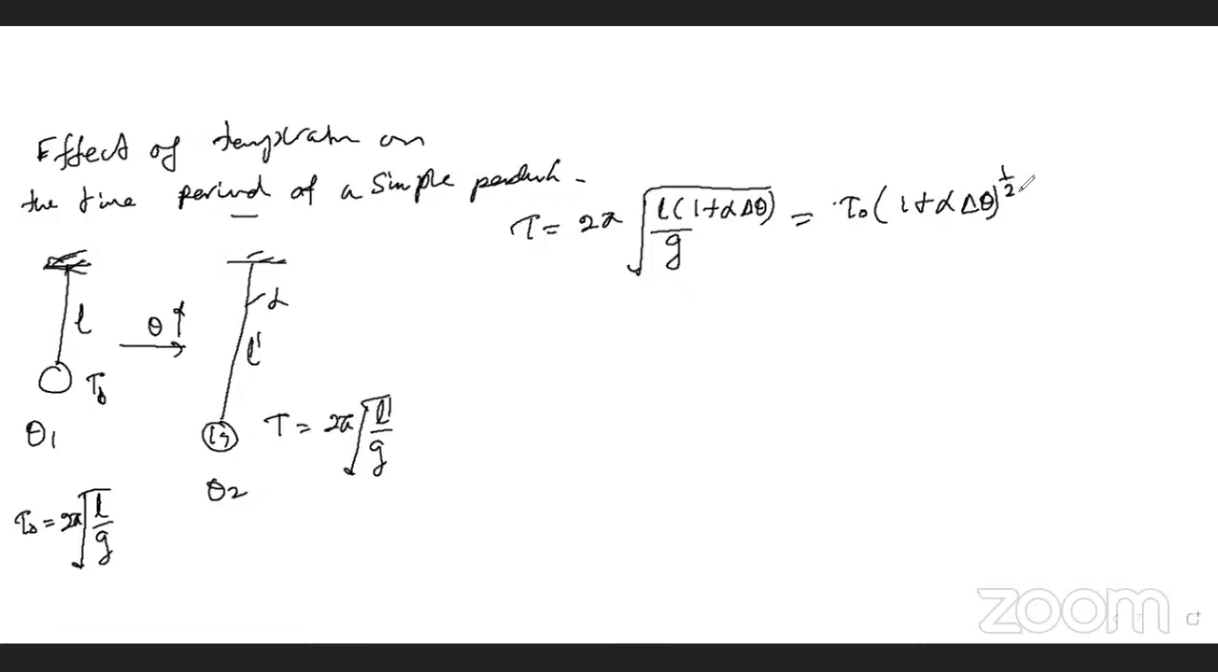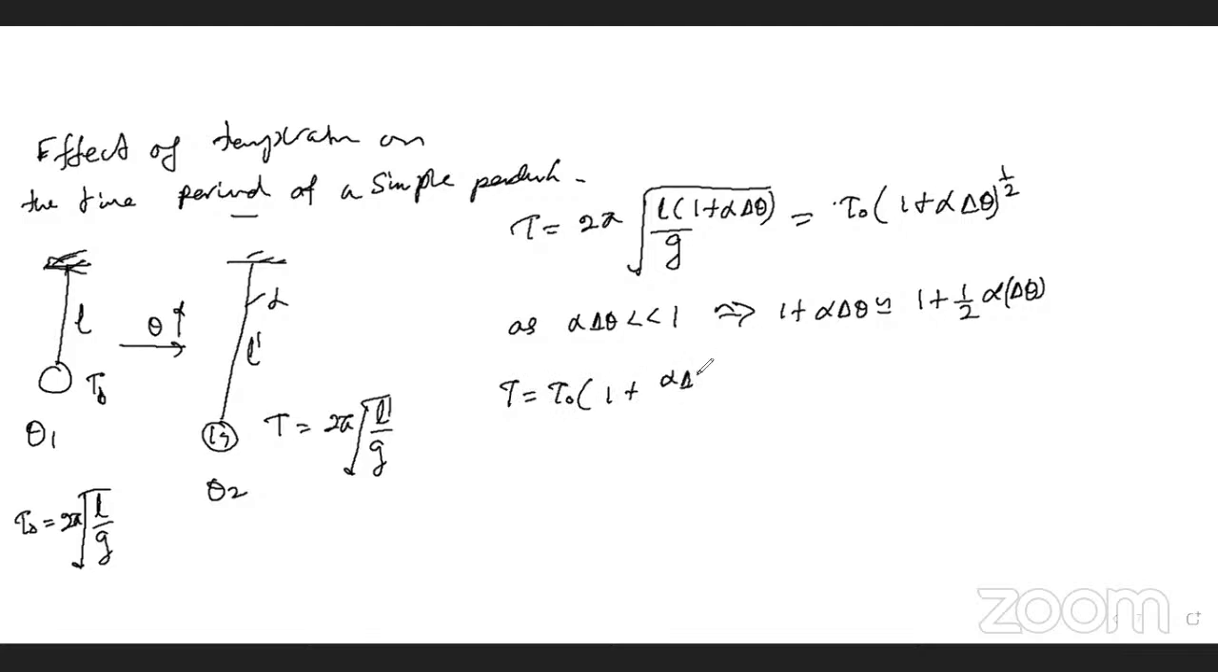Inside the square root, as the alpha delta theta value is much smaller than 1, you can write 1 plus alpha delta theta to the power half approximately equals 1 plus half alpha delta theta. That is, 1 plus x to the power n, where x is small, is 1 plus nx. Now you can substitute. The new time period is equal to T naught times 1 plus alpha delta theta over 2.